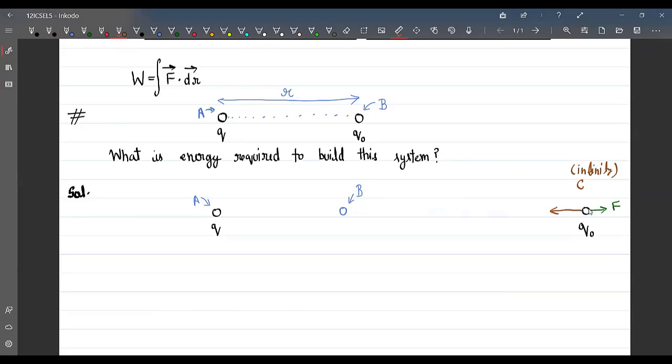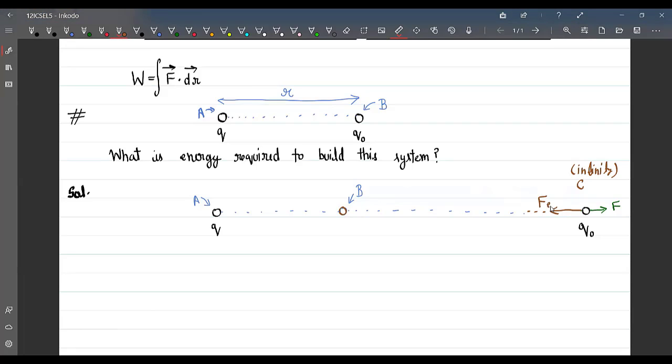So this is the initial position of the charge, and this is the final position of the charge. You want to move it from infinity to point B. So to make this system, you will first place the first charge, with no resistance, no work done, no force required, just place it there, assuming that the gravitational force is zero. But to place the second charge, you have to pick it from infinity and move it in such a direction that it goes from infinity to point B.